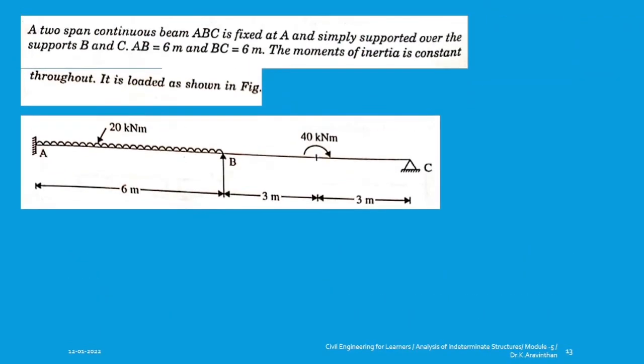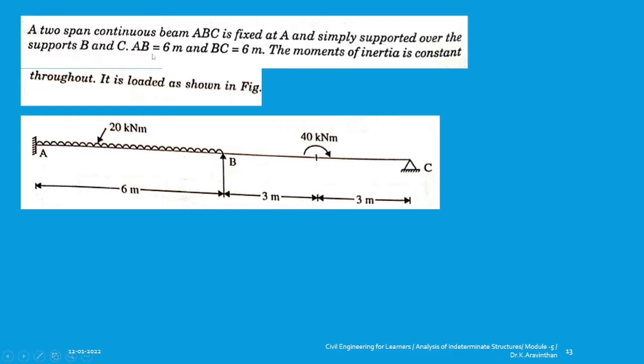A two-span continuous beam ABC is fixed at A and simply supported over the supports at B and C. So you have two spans, and one end is fixed and the other end is hinged.